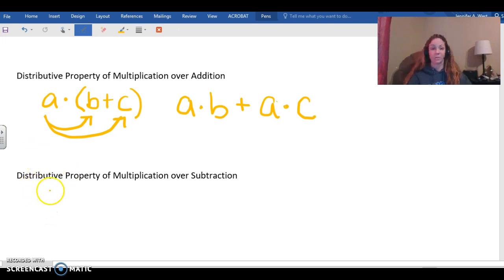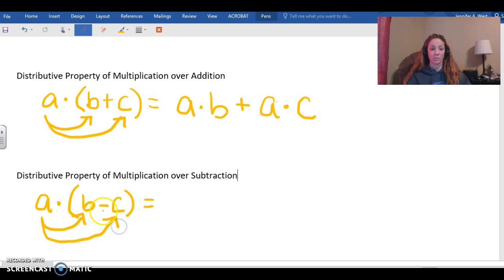Then down here we have the distributive property of multiplication over subtraction. And it's fairly similar. So you'd have A times B minus C equals, I guess I should have put equals up here too. You'll do the same thing. You'll multiply A and B and A and C, except this time you'll subtract instead. So you wind up with A times B minus A times C. So make sure you get that in your notes.